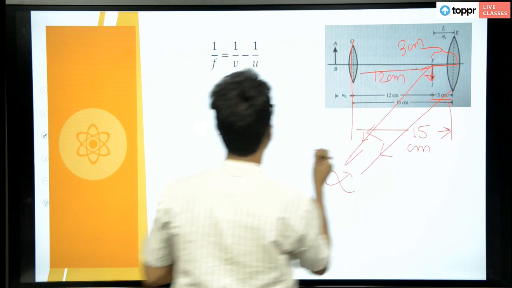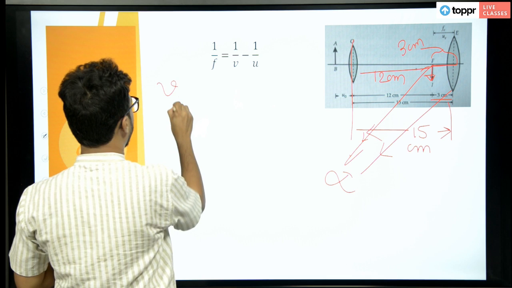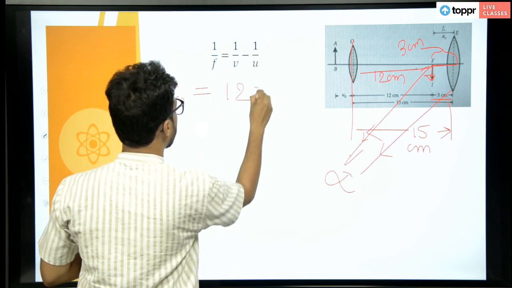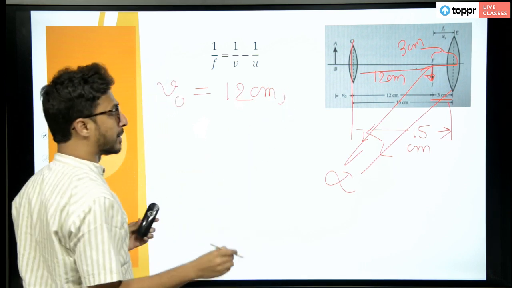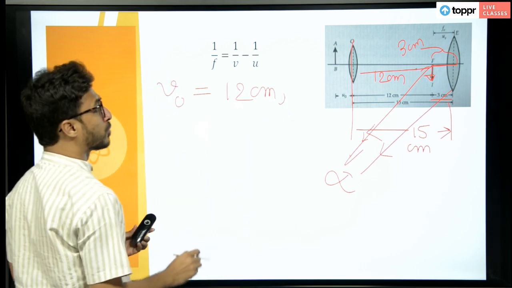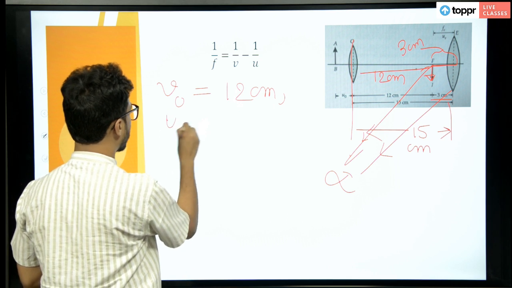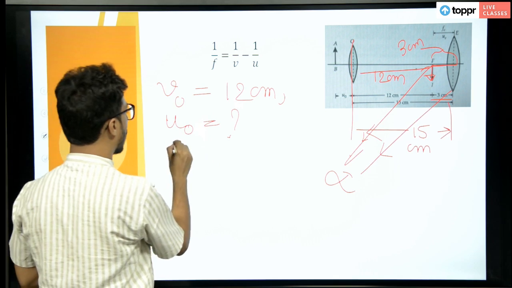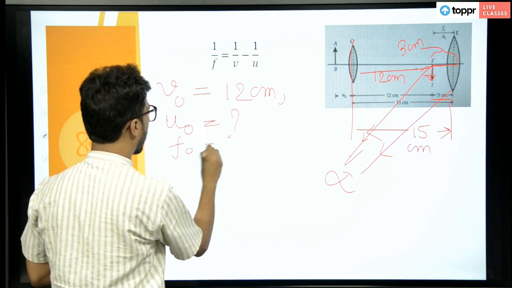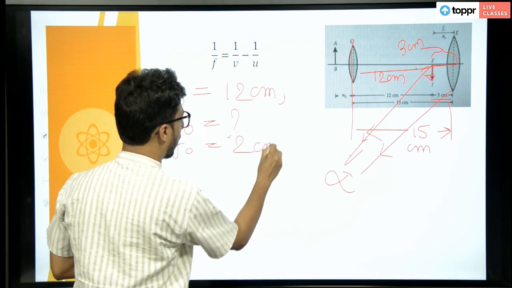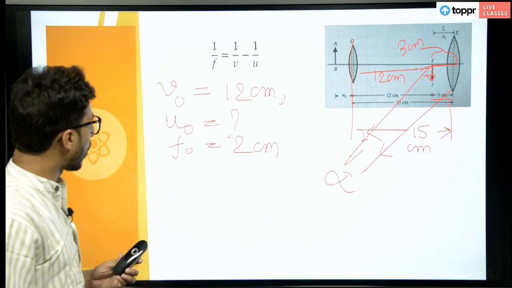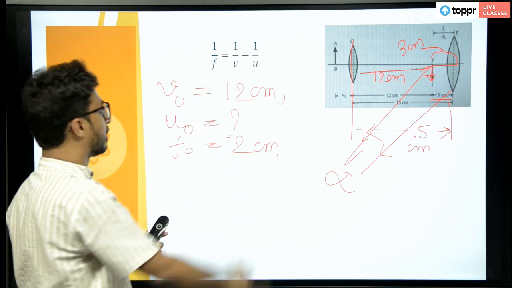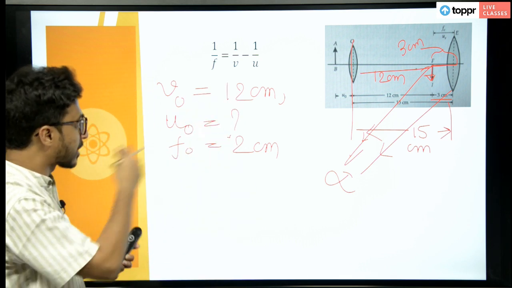So we can write the image distance by the objective lens is 12 centimeter. We also have to find out the object distance, right? The focal length we already know, the focal length equals 2 centimeter. All are positive, right? For focal length and image distance, all are positive as it is a convex lens.